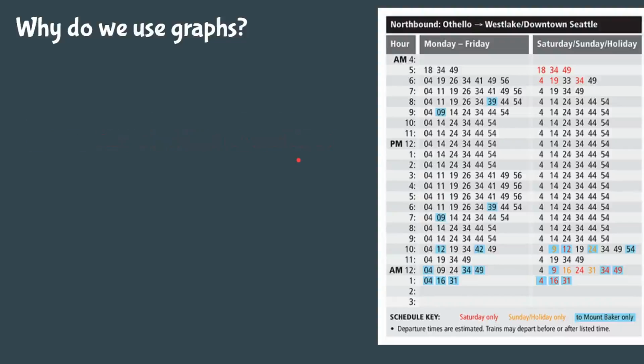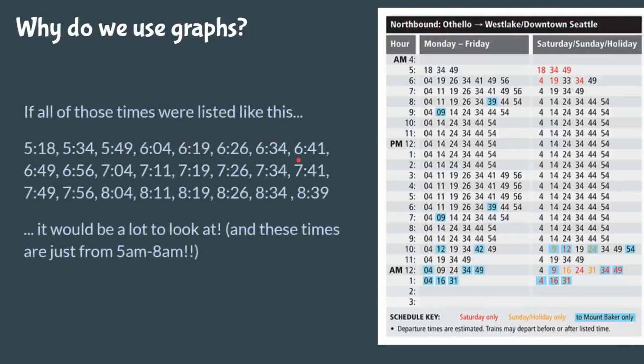All right. What if all those times were listed just like this, and I went just from 5:18 to 8:39. All right. And I listed those times right here. That would be a mess to look at. I got tired of typing, so I stopped. All right. So, moving on.